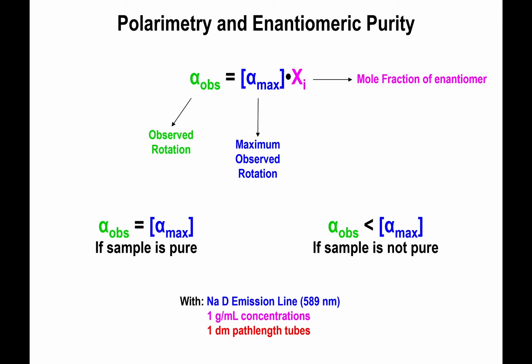Okay, now any polarimetry experiment is performed under this condition specifically. You use the D emission line of sodium to make the measurement. You make sure that your concentrations are 1 gram per ml, so you would actually have to prepare the solutions by hand, and you use the 1 decimeter path length tubes so that your rotation is associated with the max rotation. And assuming your sample is pure, you can make a good judgment call as to what's happening with your sample.